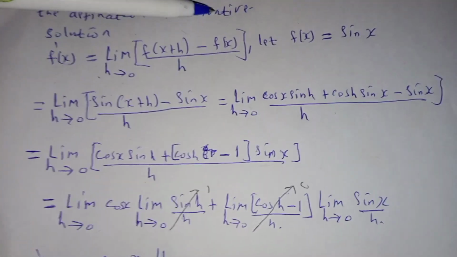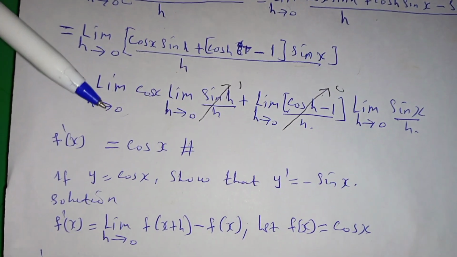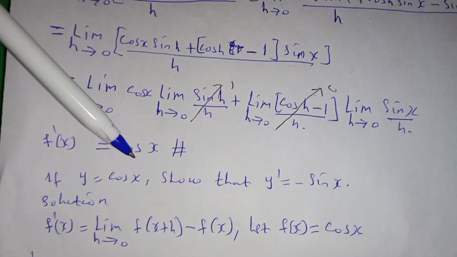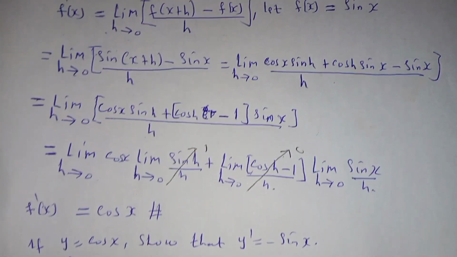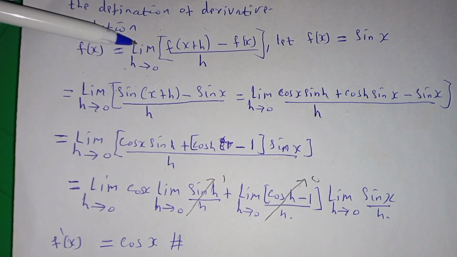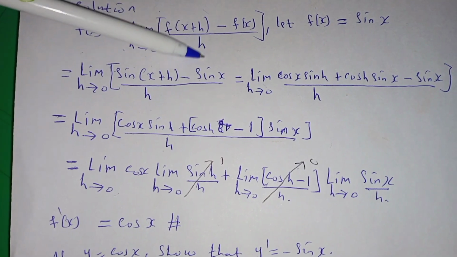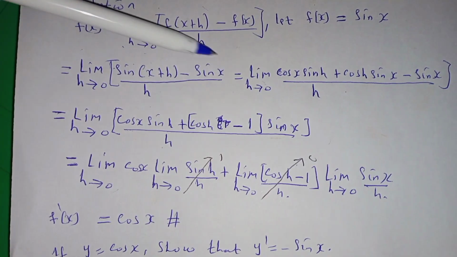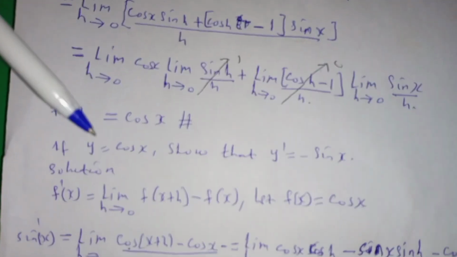So the derivative of sin x with respect to x is equal to cos x using the definition of derivative, which says that the limit as h tends to 0 of f of x plus h minus f of x, over h. Yeah, that is the definition of the derivative.